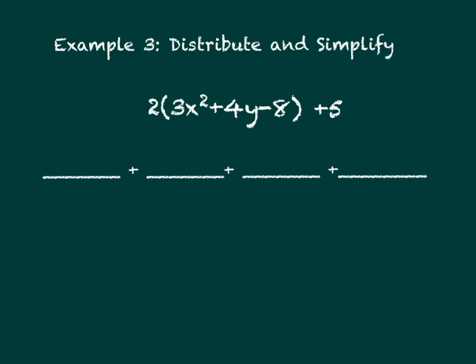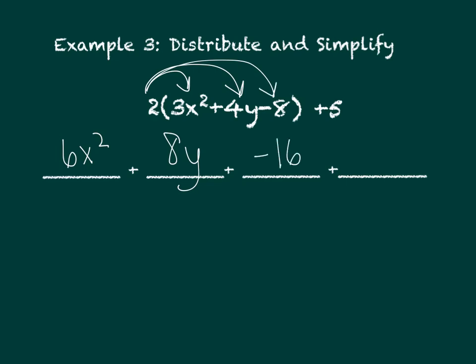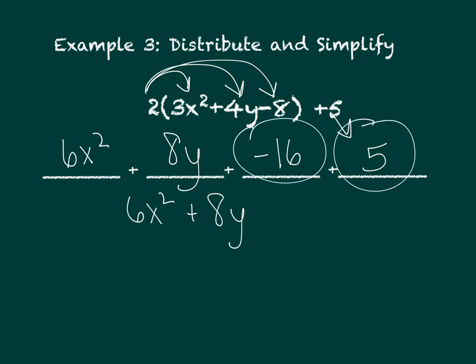Okay, so our final example is going to be distribute and simplify. And the simplify is just combining like terms at the end that we learned in the last video. So we're going to first distribute 2 to the 3x squared, and that gives us 6x squared, and then 2 to the 4y, which gives us 8y. And finally, 2 to the negative 8, which gives us negative 16. Then we just bring that positive 5 on down. After we combine like terms, we get 6x squared plus 8y, and then the negative 16 and the positive 5 give us negative 11.